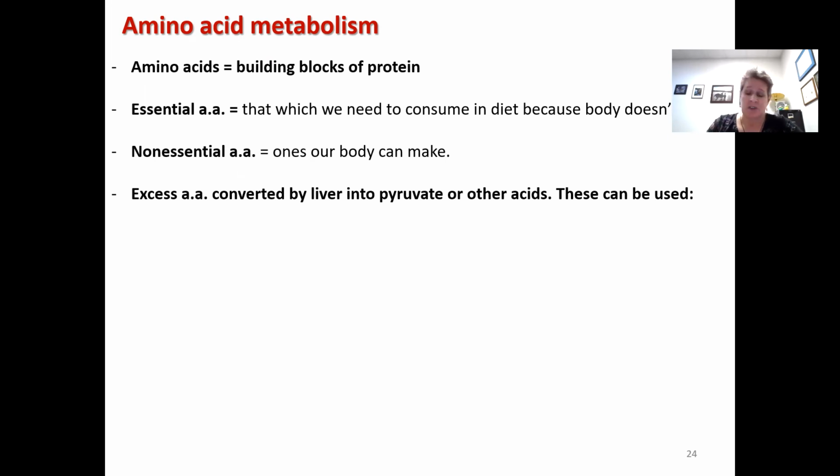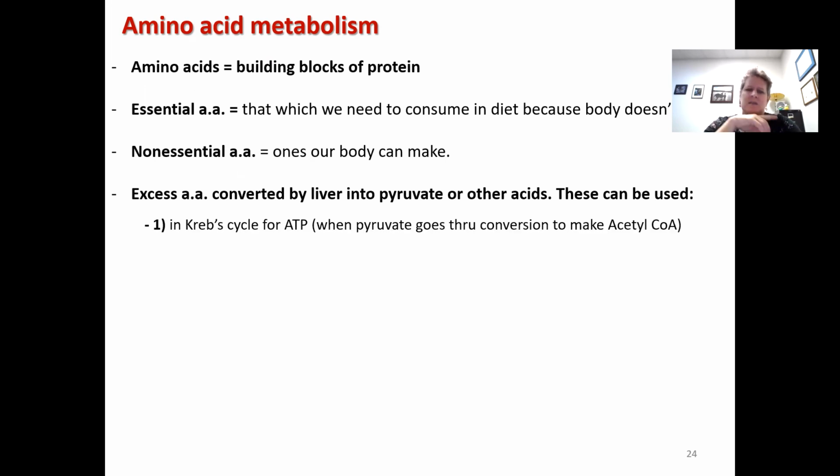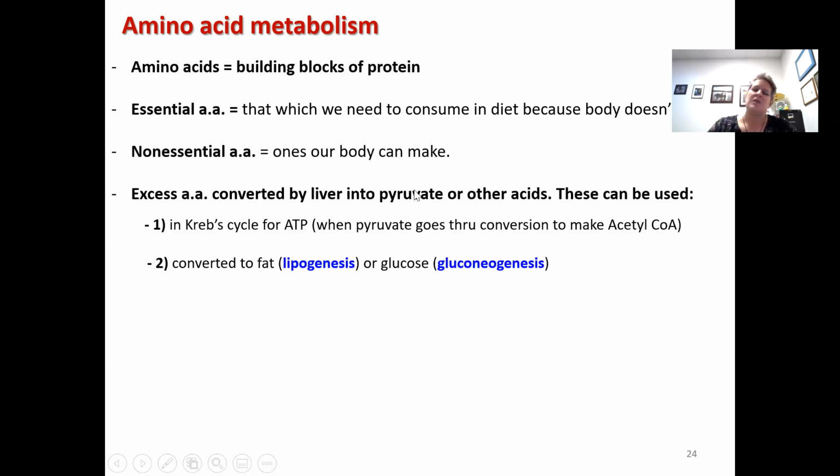So what the liver can do to protect the body from this metabolic acidosis is convert amino acids into pyruvate. And once you've got pyruvate, you can convert it into acetyl-CoA. It jumps into the Krebs cycle, pumps out a bunch of hydrogen ions, enters the electron transport chain, and you've got ATP.